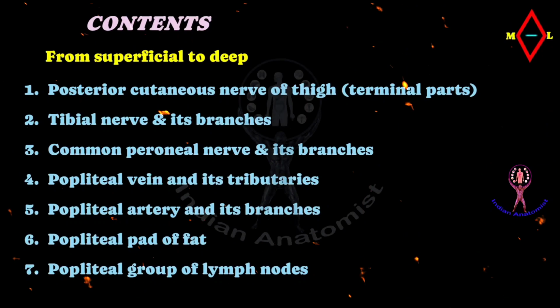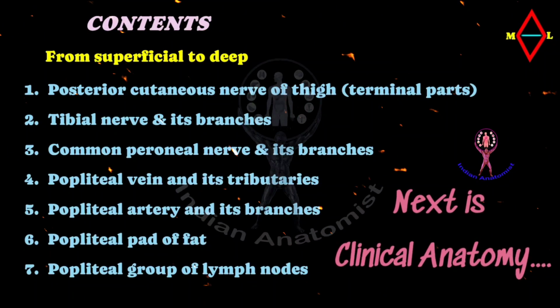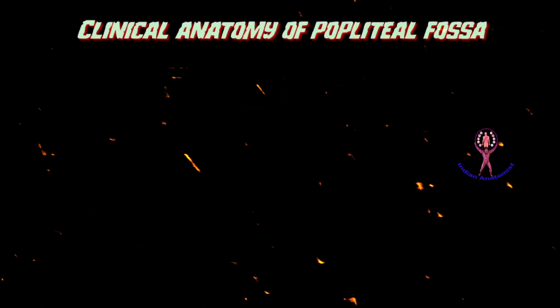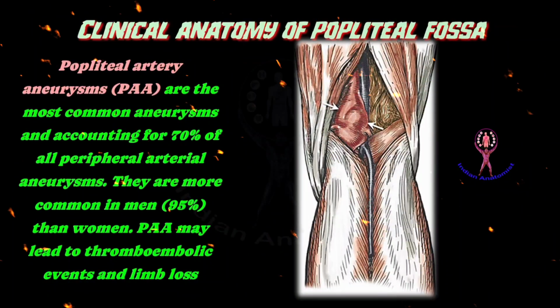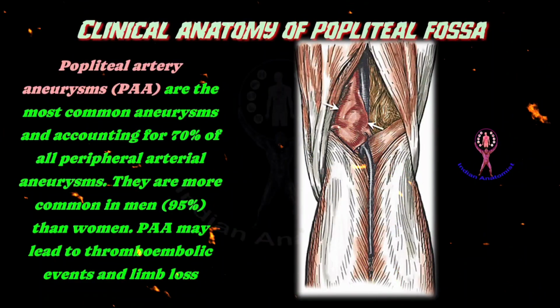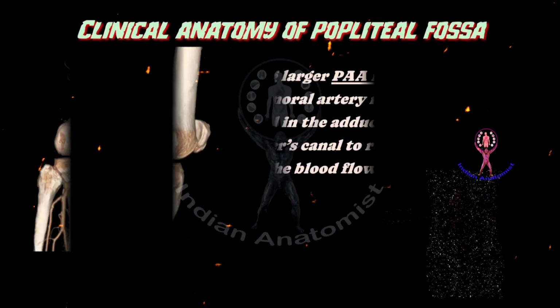Next, I am going to discuss the clinical anatomy of the popliteal fossa, which is the essential part of knowing the region. The most important thing is aneurysm among the clinical anatomy of popliteal fossa. Popliteal artery aneurysms are the most common aneurysms, accounting for 70% of all peripheral arterial aneurysms. They are more common in men with a prevalence of 95% than women. Popliteal artery aneurysms may lead to thromboembolic events and limb loss.